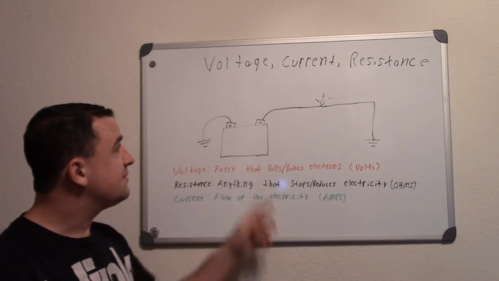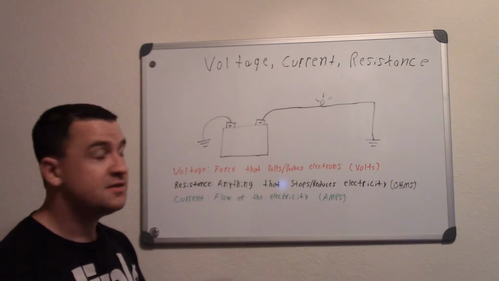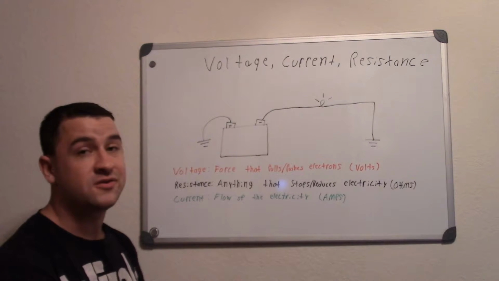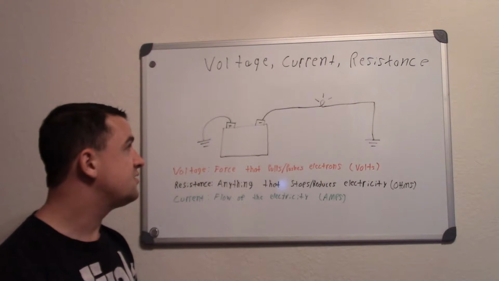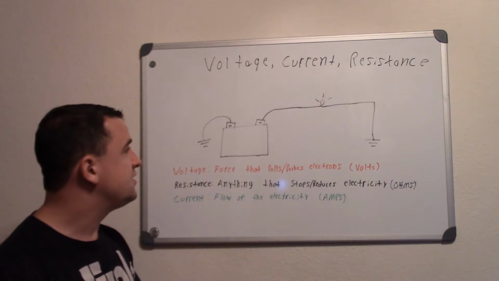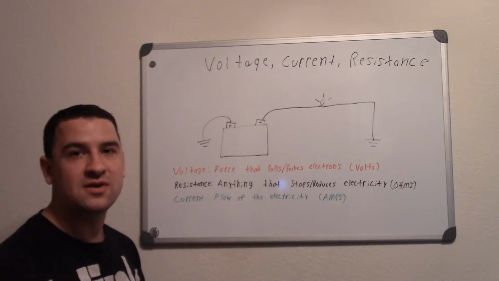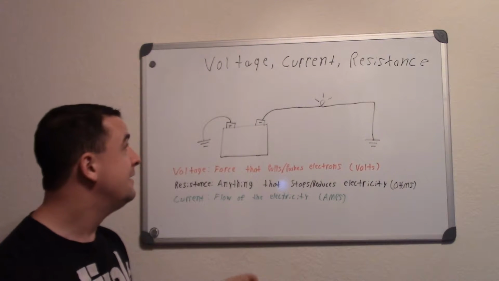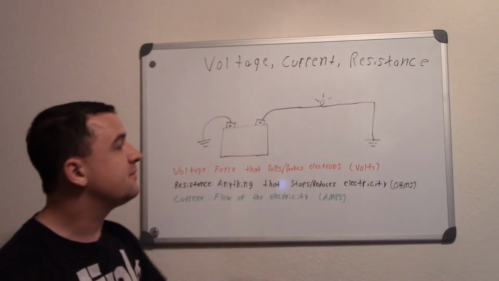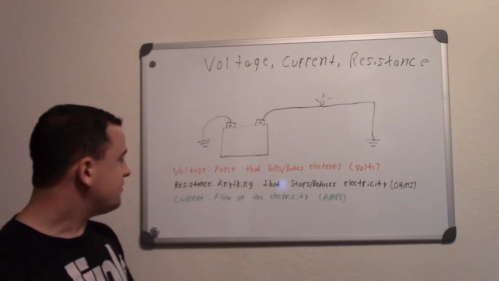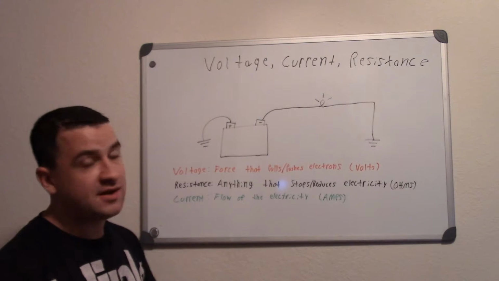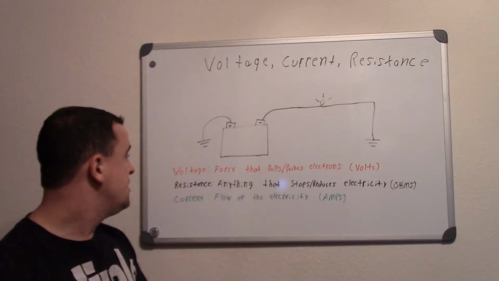While at the same time, likes repel, so the negative side of the circuit is also repelling those negative charged electrons. So that's what voltage is. It's that driving force that makes the electrons move by pulling them and pushing them throughout the circuit. And it's measured in volts.